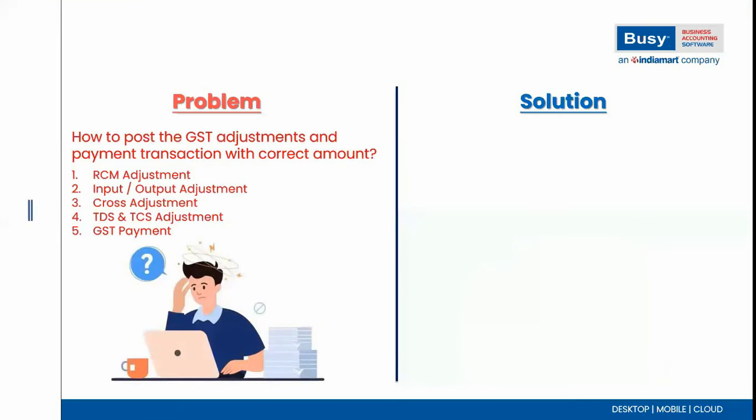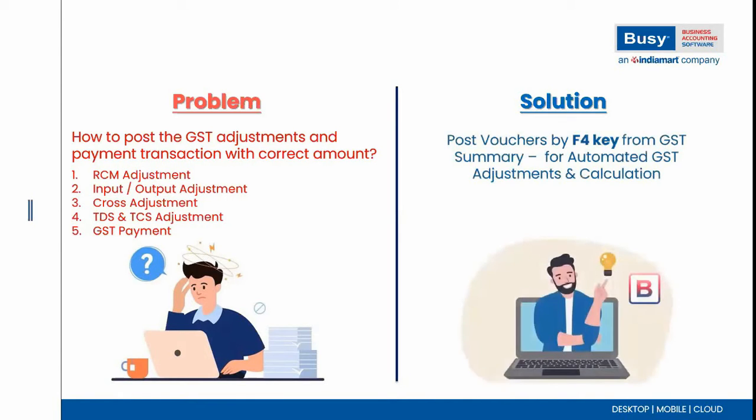In my next slide, there is one problem: how to post the GST adjustment and payment transaction with the correct amount, like RCM adjustment, input output adjustment, cross adjustment, TDS TCS adjustment, GST adjustment, etc. We have a solution here in Busy. When you analyze your GST computation report and GST summary report with Busy, you don't want to post any single journal voucher manually.